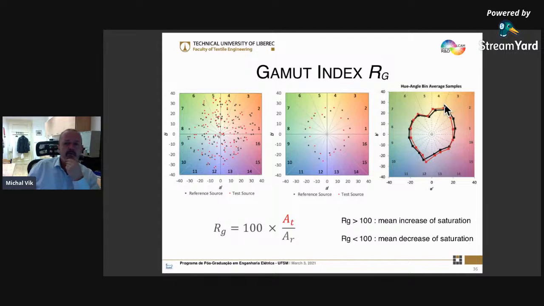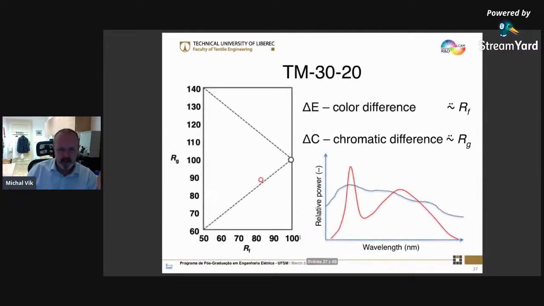Also, we can use another comparison of our light sources, the so-called Gamut Index. Why? Because you need to remember that some light sources can increase the saturation of our colors, and some of them are able to decrease the saturation of colors. And based on that, we can measure the mean increase or mean decrease of saturation via comparison of the areas of the tested and reference light source.